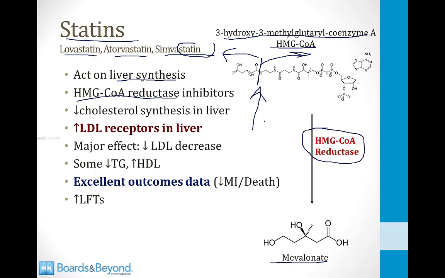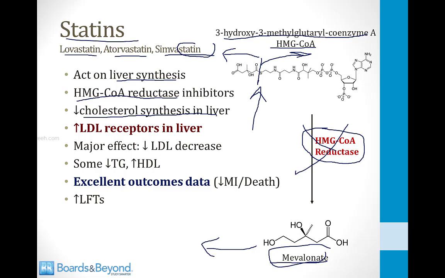So basically HMG-CoA reductase splits off coenzyme A, leaving the molecule of mevalonate, and then mevalonate is used to synthesize cholesterol by the liver. So when you inhibit this enzyme, you inhibit the synthesis of mevalonate, and therefore you decrease cholesterol synthesis in the liver.